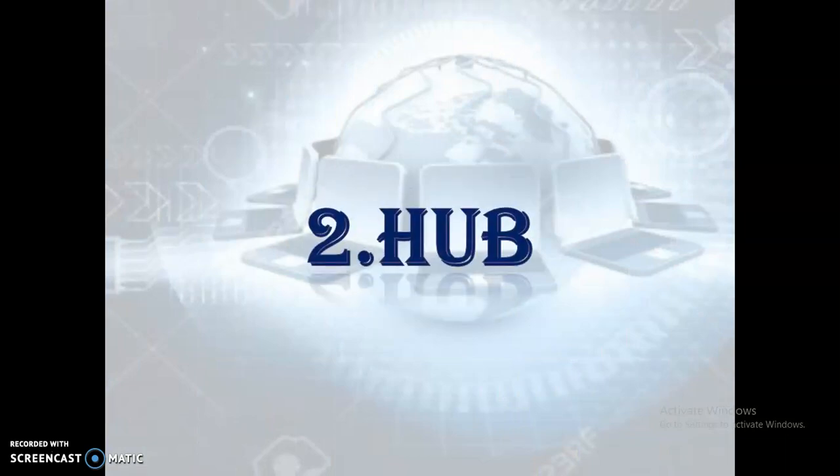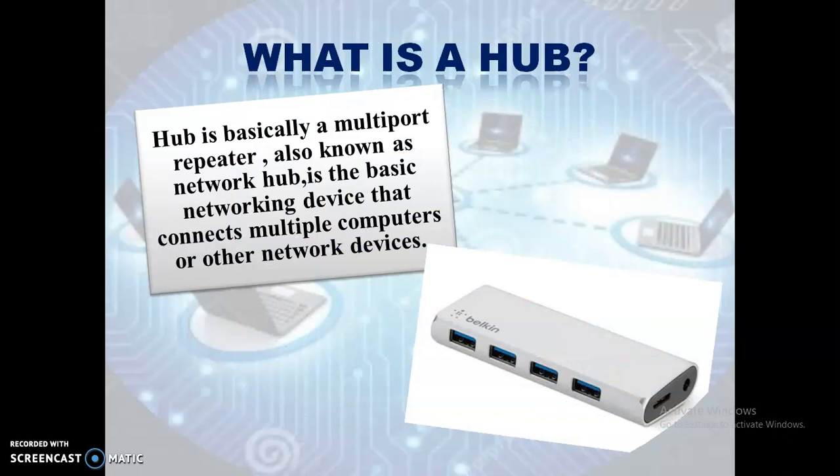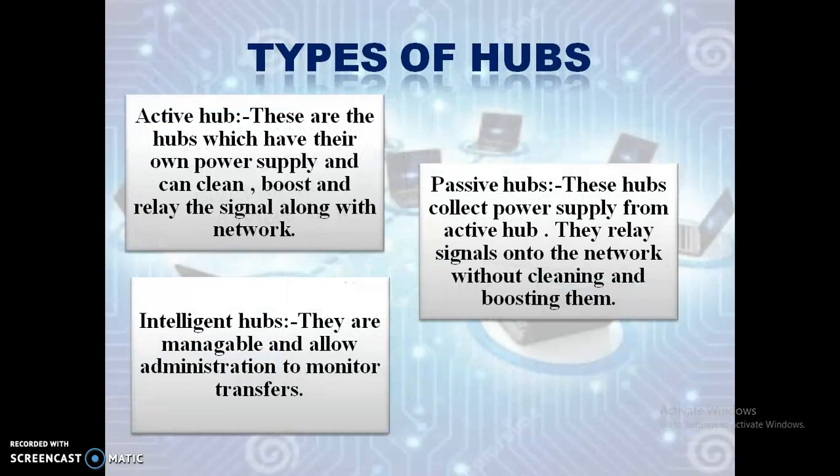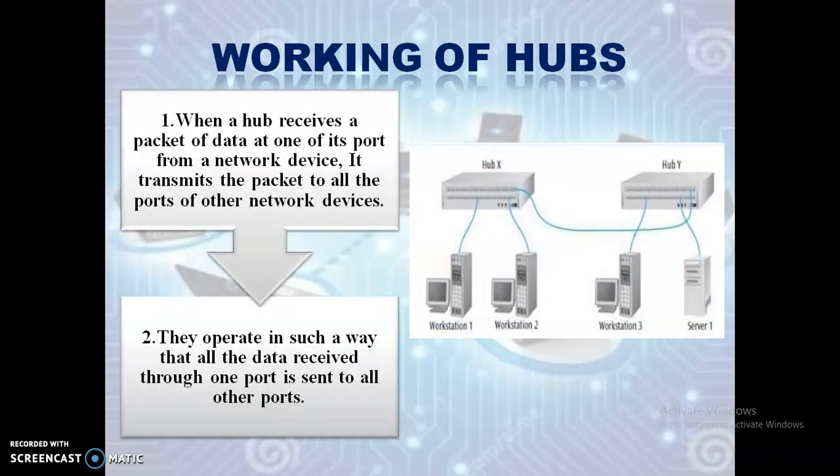Now let us talk about the hub. It is basically a multi-port repeater that connects multiple computers or other networking devices. It operates in the physical layer and it is the multi-port device, which is a common central connection for all the devices in a network. There are three different types of hub: active hub, passive hub, and intelligent hub. Its working is shown in the picture.